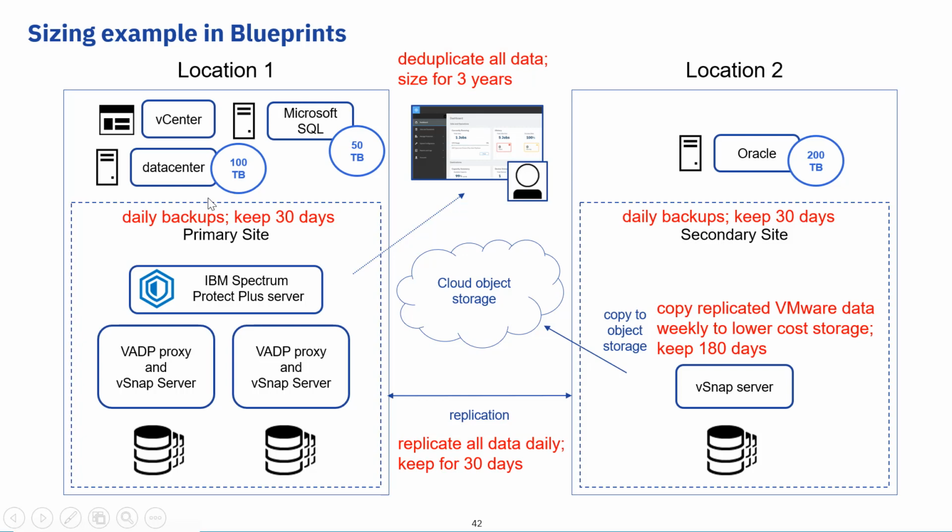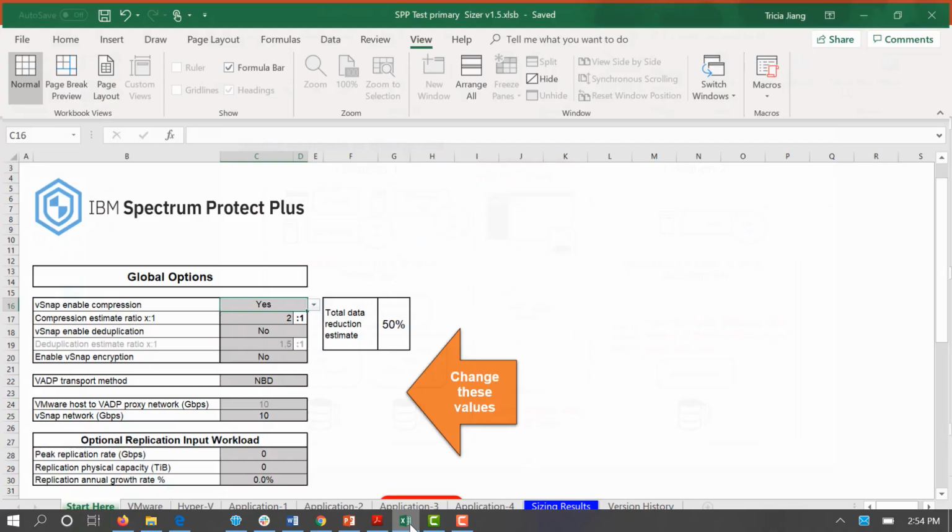Now the global options will just cover the primary location, and so that will impact the vCenter data as well as the Microsoft SQL data. We'll be creating a separate spreadsheet for the secondary location, and it will have its own global data information.